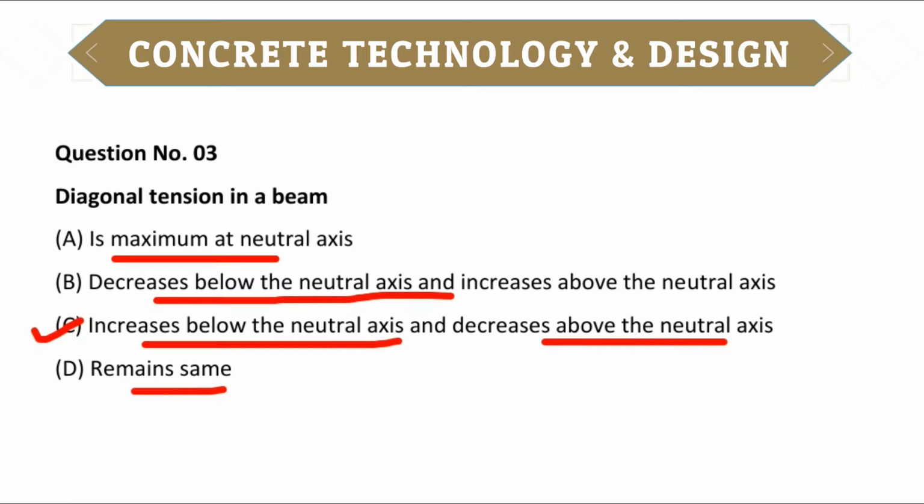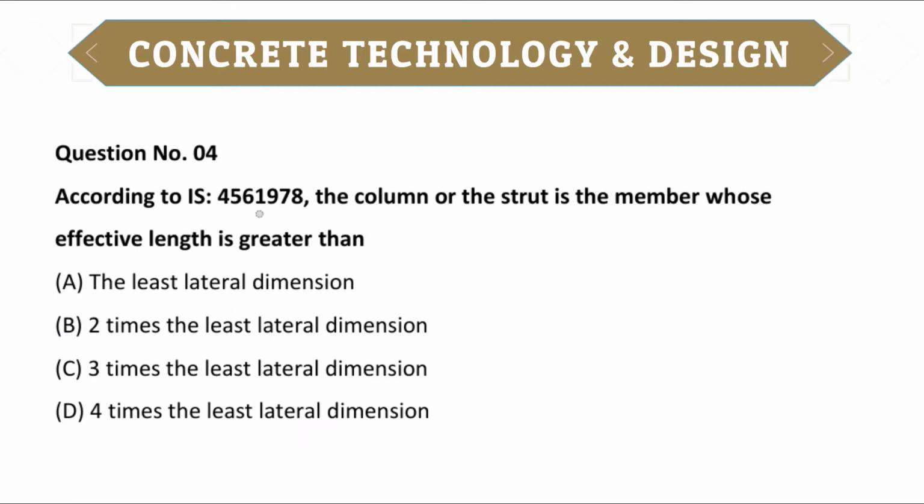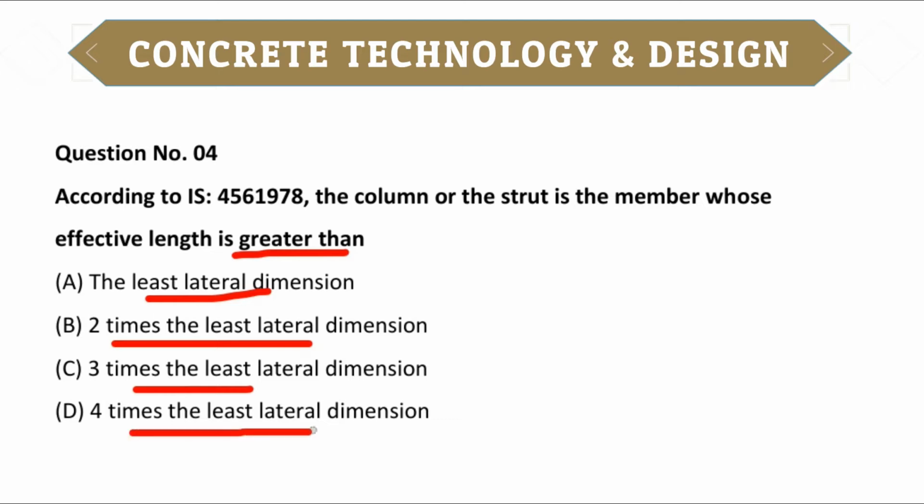So next question, according to IS 456/1978, the column or the strut is the member whose effective length is greater than: option A, the least lateral dimension; option B, 2 times the least lateral dimension; option C, 3 times the least lateral dimension; option D, 4 times the least lateral dimension. So the correct answer is option C, 3 times the least lateral dimension.